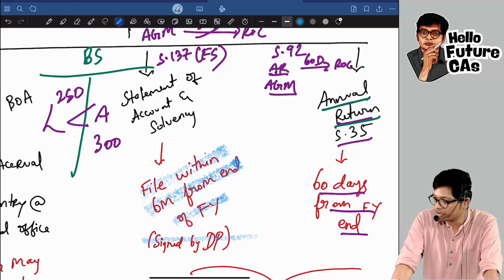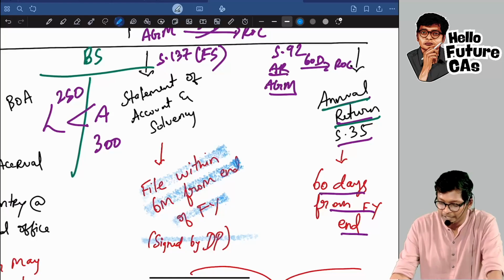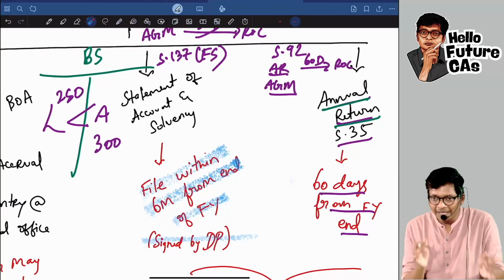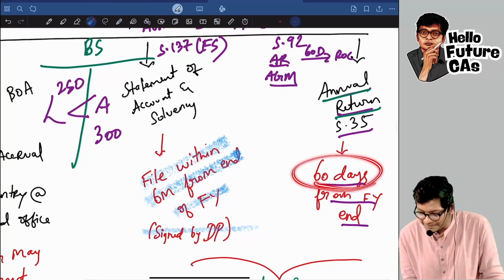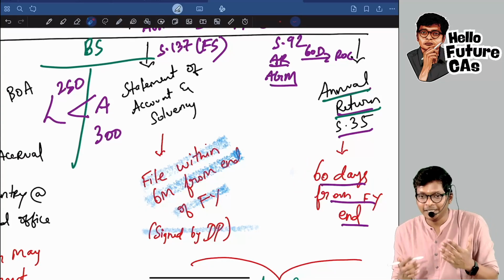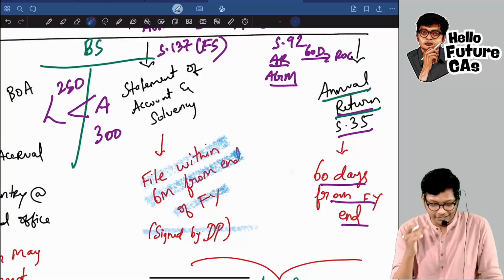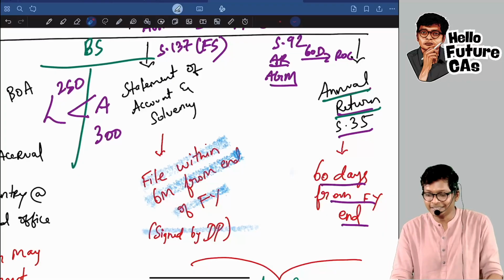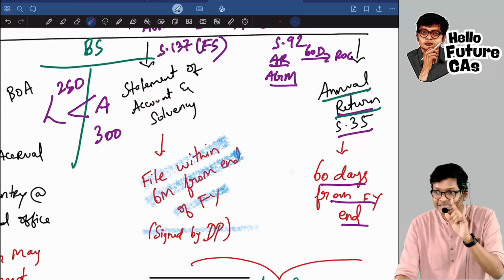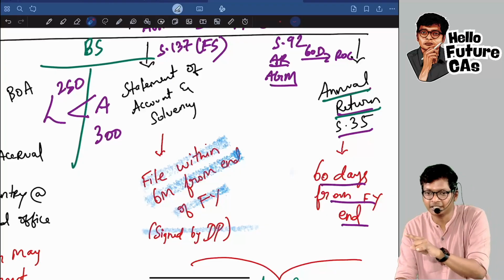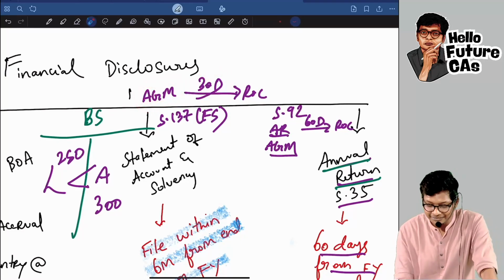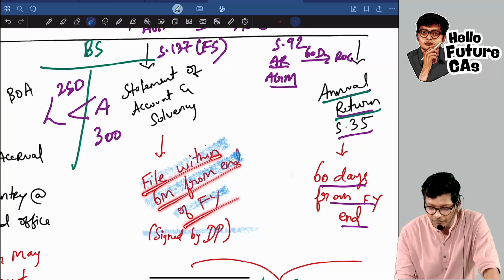Why 6 months from the end of the financial year? Why not AGM or something else? There is no AGM for LLP. Then I could keep the same 60 days, no? Why 6 months? Excellent. Clap for Harini and Divya, guys. The reason is that you need time to prepare accounts. Even though an AGM is held within 6 months from the end of the financial year, they already had 6 months for the AGM, and now only an additional 30 days. Therefore here it is 6 months from the end of the financial year.